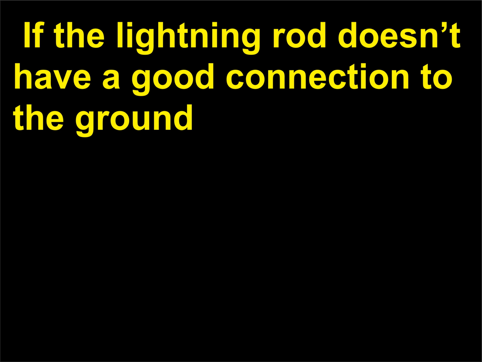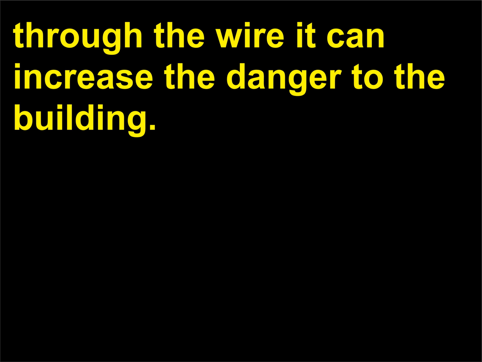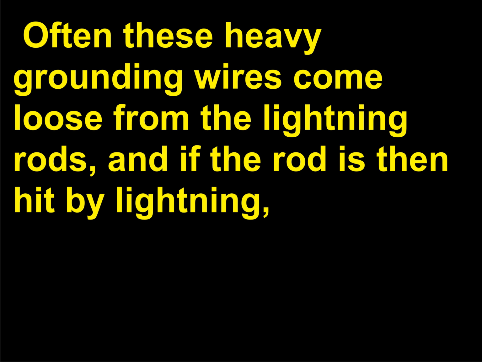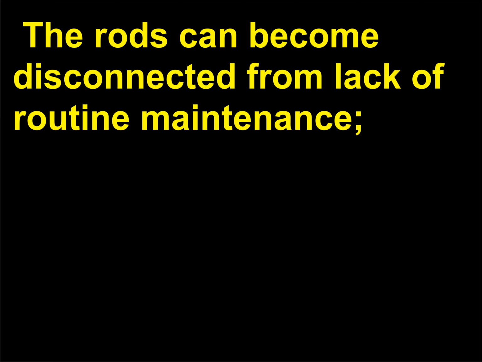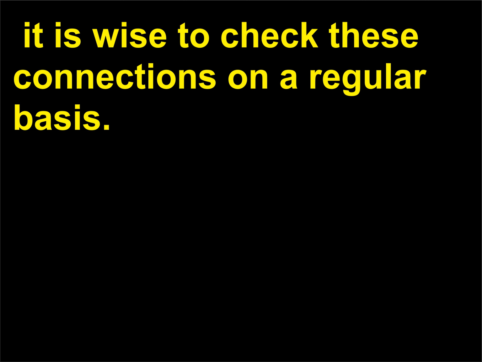If the lightning rod doesn't have a good connection to the ground through the wire, it can increase the danger to the building. Often these heavy grounding wires come loose from the lightning rods, and if the rod is then hit by lightning, the charges will flow along the surface of the building to the ground and could cause a fire. The rods can become disconnected from lack of routine maintenance. It is wise to check these connections on a regular basis.